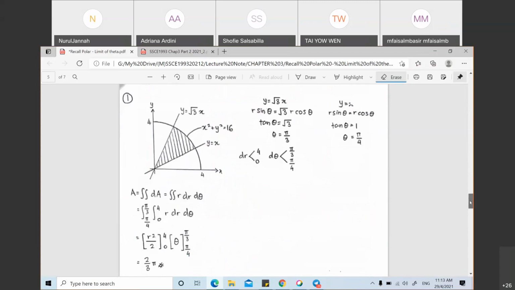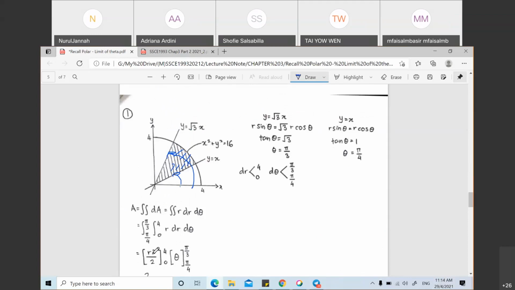Okay? So like this, you have two things. One is here, another one is here. From here to here, y to x, which is pi over 4. From here to here is pi over 3. How do I get it? I just substitute y equals r sin theta, x equals r cos theta. I find theta is pi over 3. We stop here because this is the shaded region.